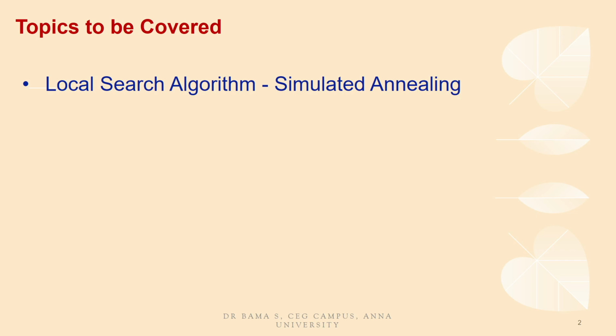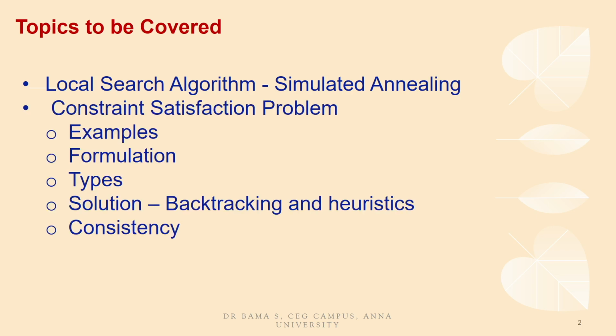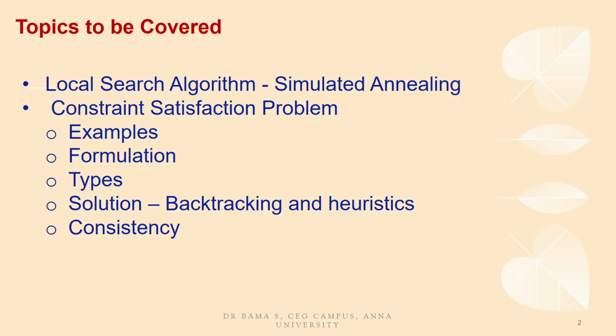Following that, we will look at the other type of algorithm, which is the constraint satisfaction problem. The flow would be such that first we will look at a few real-time examples, so that we are all clear about what a constraint satisfaction problem is, which is actually a kind of search technique itself. Secondly, we will look at how to formulate it in the constraint mode, and there are certain types in it that we will look at.